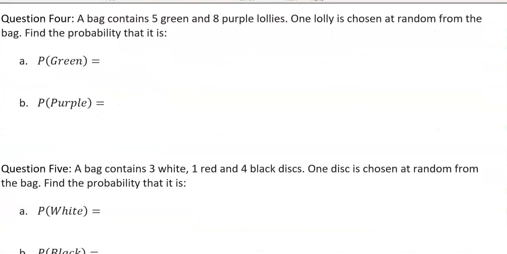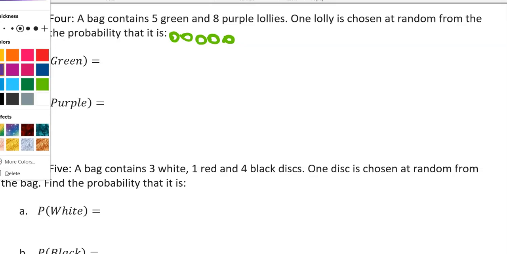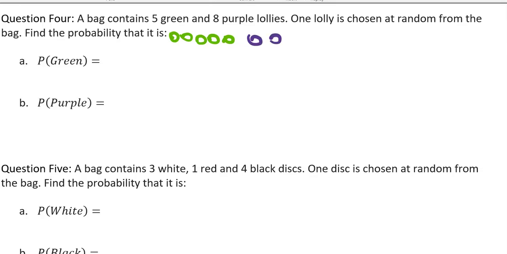Question 4. A bag contains 5 green and 8 purple lollies. One lolly is chosen at random from the bag. Find the probability that it is green. Find the probability that it's purple.